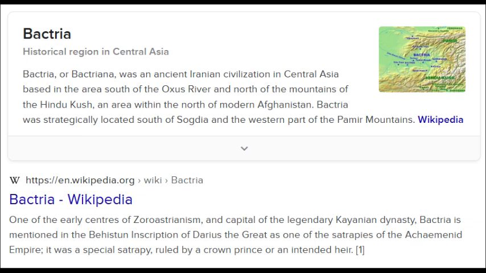Bactria. Bactria was strategically located south of Sogdia in the western part of Pamir Mountains. Of course, who knows if they called them Pamir Mountains? That's another overlay. Bactria, one of the early centers of Zoroastrianism, another overlay is the term Zoroastrianism, and capital of the legendary Kayanian dynasty, another overlay, calling something the Kayanian dynasty. They didn't call themselves that, most likely. And they probably weren't a dynasty.